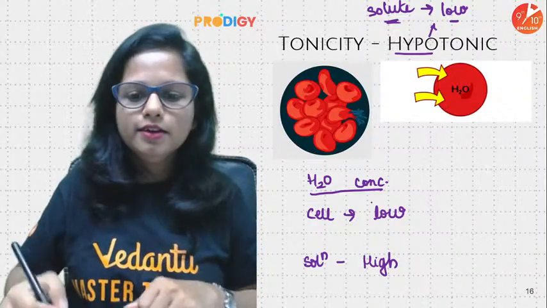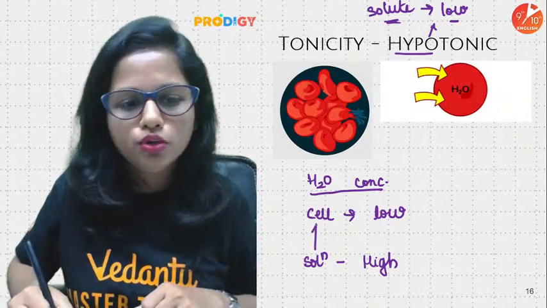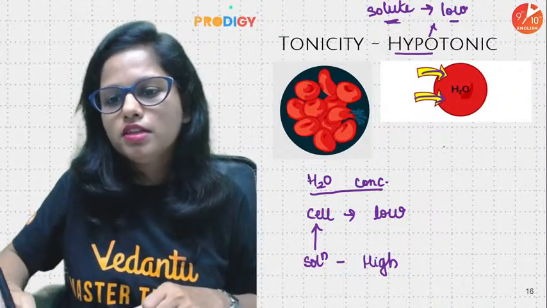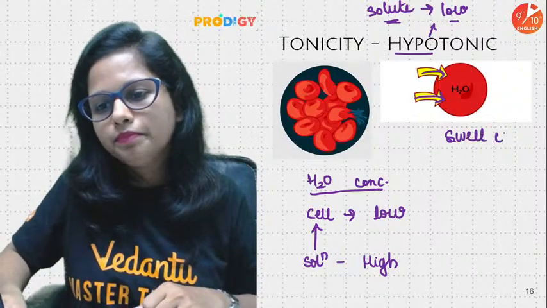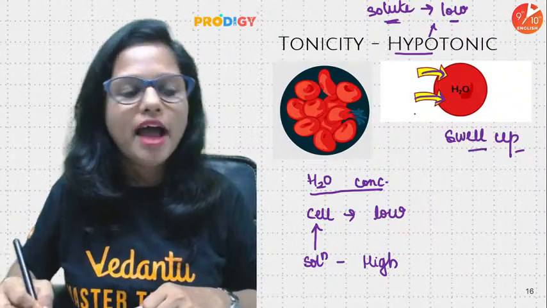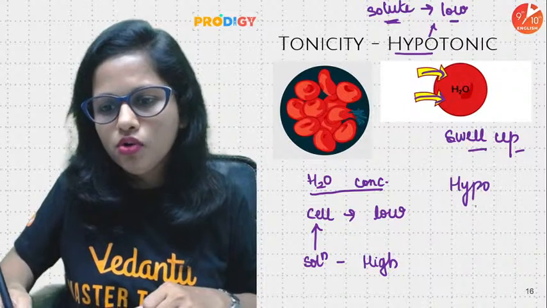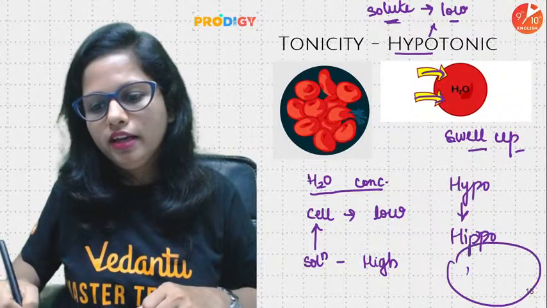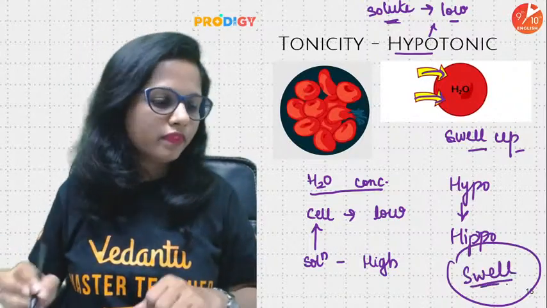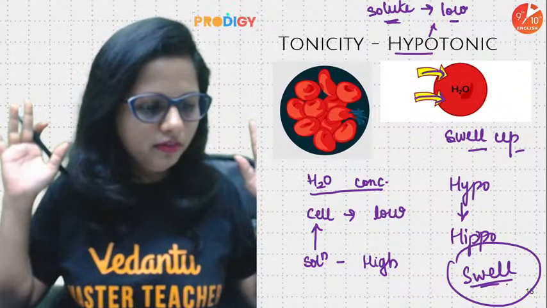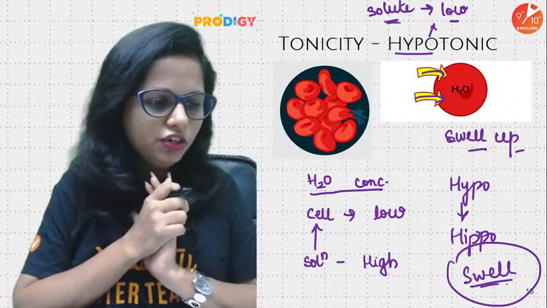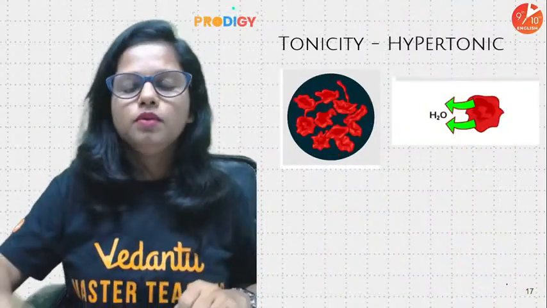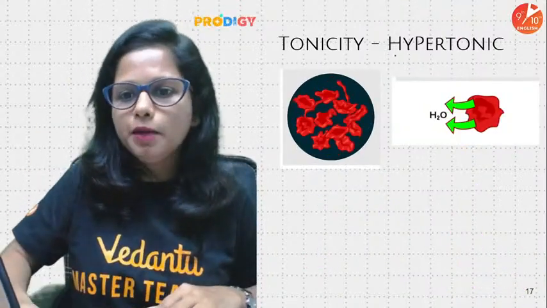So this time the water will move from the solution to the cell. And if it is moving from the solution to the cell, the cell is going to swell up. Understood? So children, remember hypo is equal to hippo. And how is a hippo? Fat. So the cell is going to swell. Will you remember? Perfect.